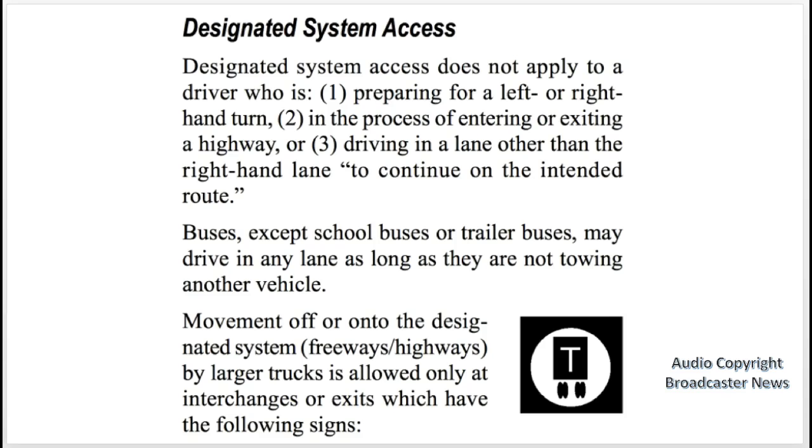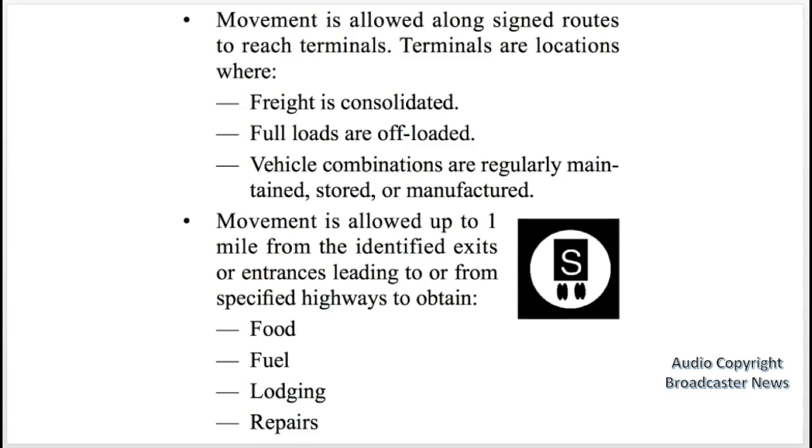Movement off or onto designated systems or freeway or highway by larger trucks is allowed only at interchanges or exits which have the following signs. Movement is allowed along side routes to reach terminals. Terminals are located where freight is consolidated, full loads are offloaded, and vehicle combinations are regularly maintained, stored, or manufactured. Movement is allowed up to 1 mile from the identified exits or entrance leading to or from specified highways to obtain food, fuel, lodging, or repairs.